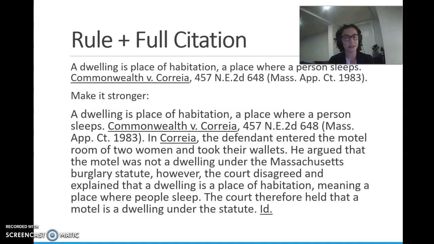I just want to mention again something I've mentioned before, which is if you happen to have had 2 cases or 3 cases that all help define dwelling, then what you would do is you would add a second case to this rule section because both of them involve dwelling.